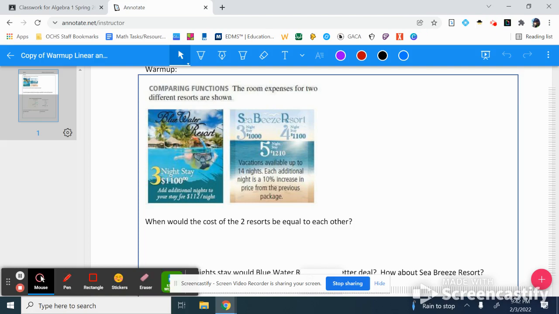So to look at this warm-up, we have the room expenses for two different resorts for a vacation shown. They want to know when would the cost of the two resorts be equal to each other. So let's come over and make ourselves a chart.